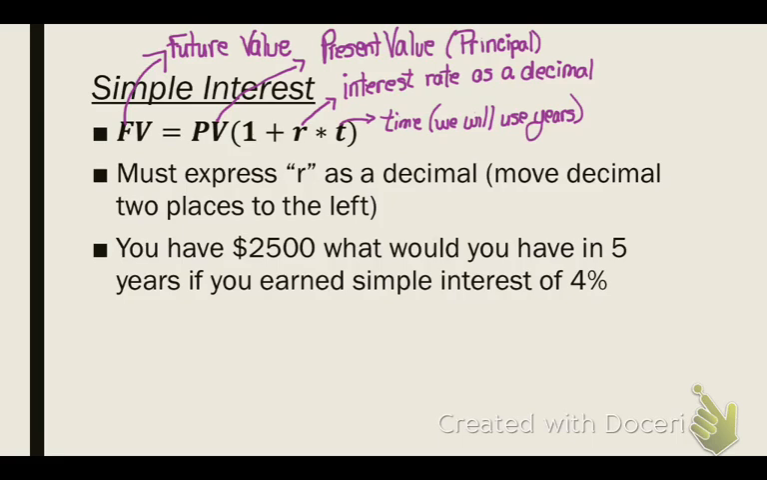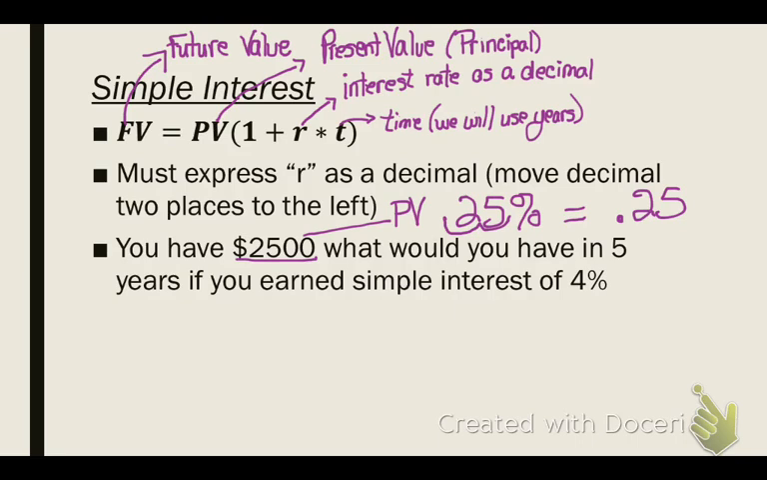So it's very important that you remember that your R, or your interest rate, has to be expressed as a decimal. So to change a percentage to a decimal, you're going to move the decimal place 2 places to the left. So 25% would be 0.25.